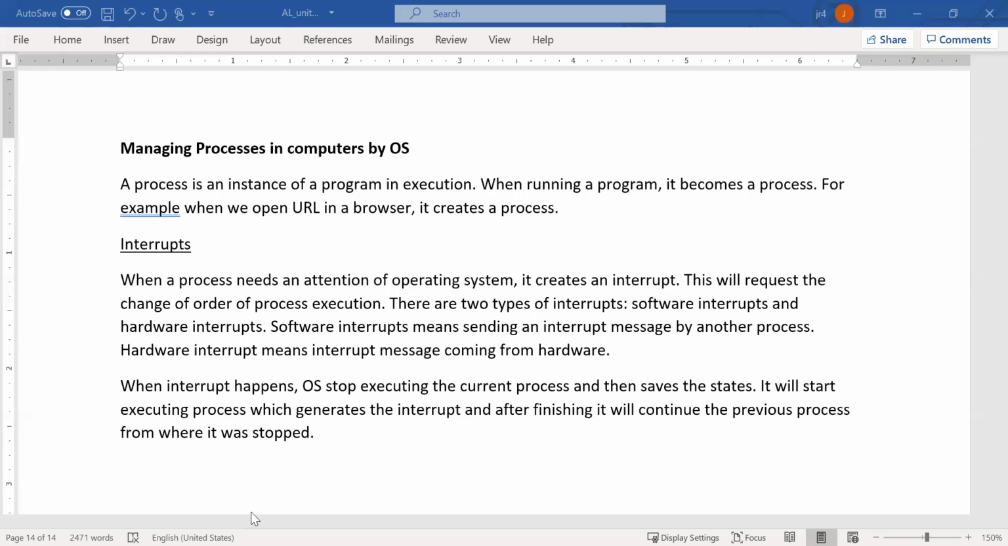When another process needs attention, it will create what we call an interrupt. Interrupt means it requests immediate attention, right? When we need immediate attention, it will create an interrupt. When there's an interrupt, the operating system stops the current process, executes the process which requests the interrupt, and then comes back.